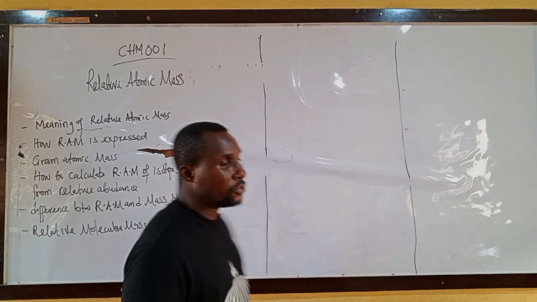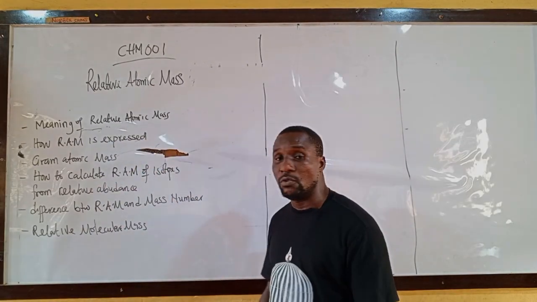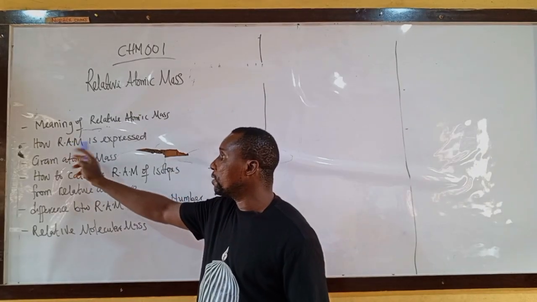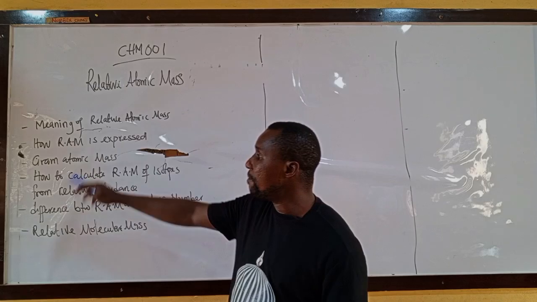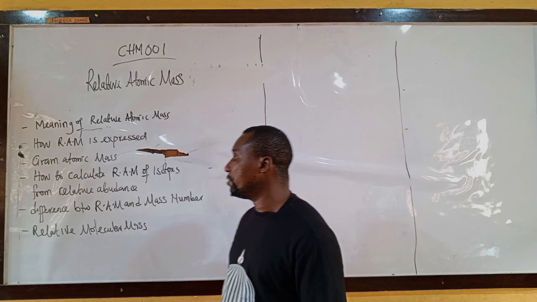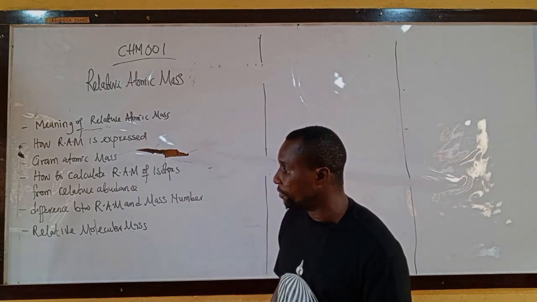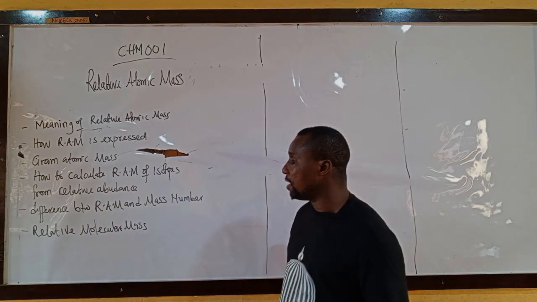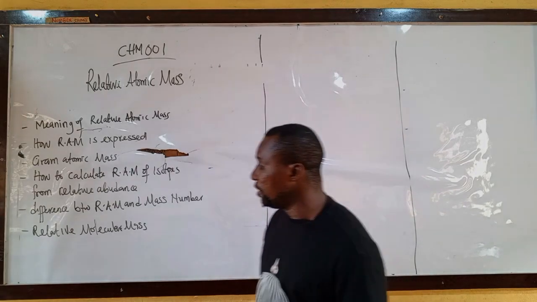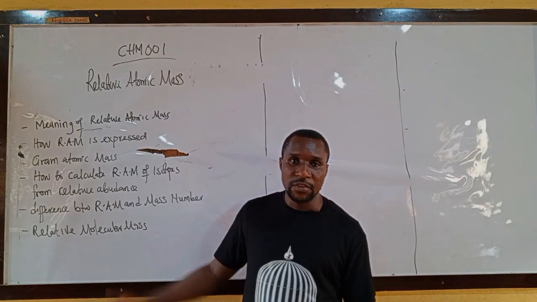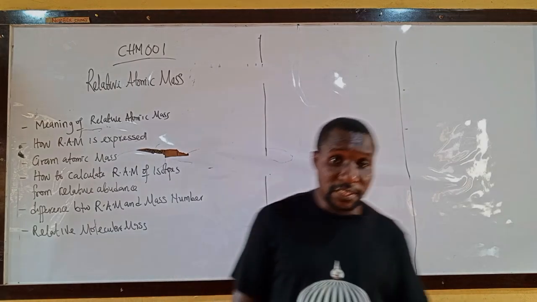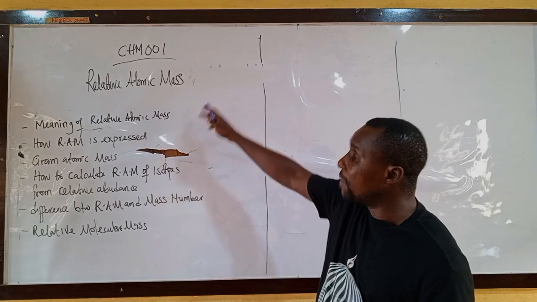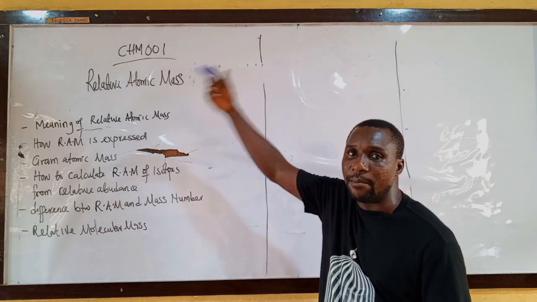Under the topic, these are the things we are going to look at: the meaning of relative atomic mass, how relative atomic mass is expressed, gram atomic mass, how to calculate relative atomic mass of isotopes from relative abundance, the difference between relative atomic mass and mass number, and the relative molecular mass, including its definition. These are the things we are going to discuss under this topic. The topic is relative atomic mass and relative molecular mass.